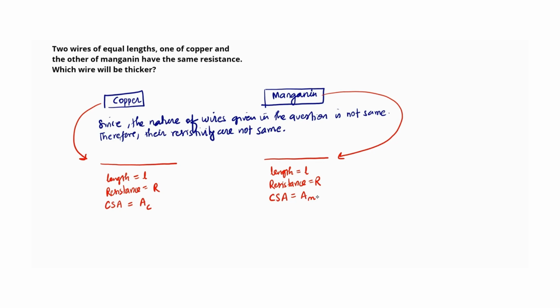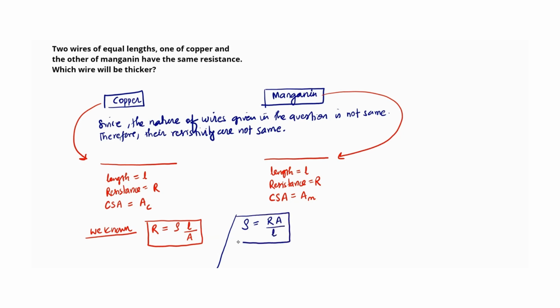So we have this. Now we know resistance R equals resistivity times length divided by area of cross section. Therefore we can write resistivity equals resistance times area divided by length. So we have this.